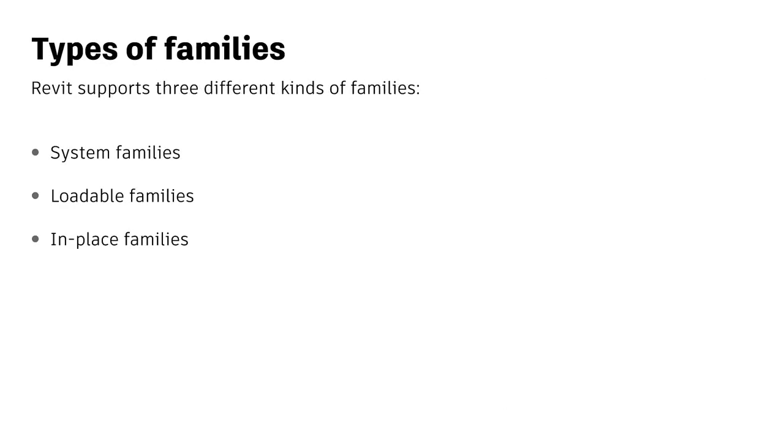Revit has three types of families: system families, which include elements such as walls, floors and roofs; loadable families, which can include furniture, doors and windows; and in-place families, which are used for contextual modelling of project-specific details.